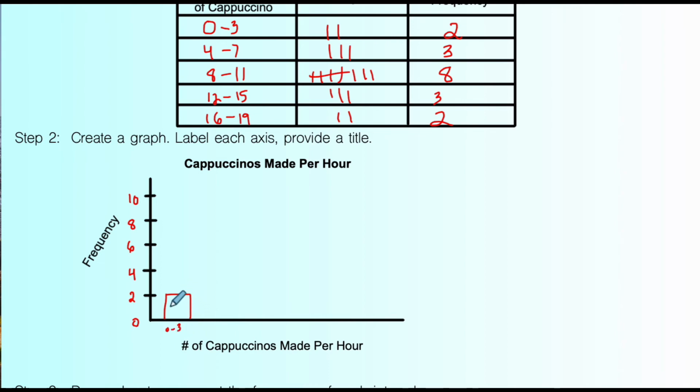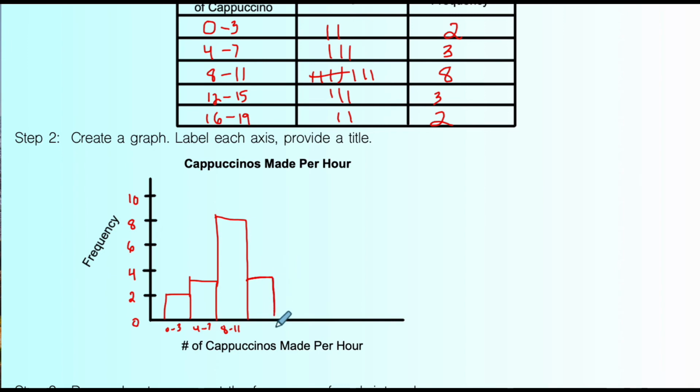My next bar is going to be 3 units high, so that's in between 2 and 4. And that's 4 to 7. My next bar is 8 units high. It's going to be the tallest bar, actually. And that's 8 to 11. My next bar is 3 units high again.